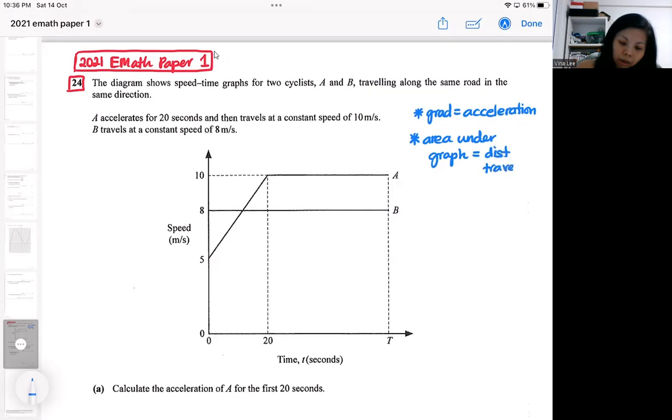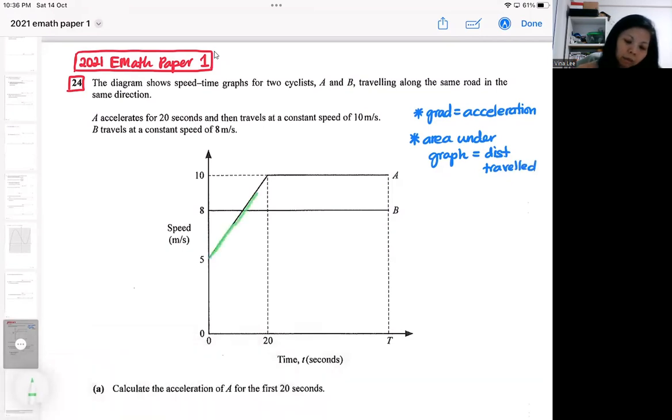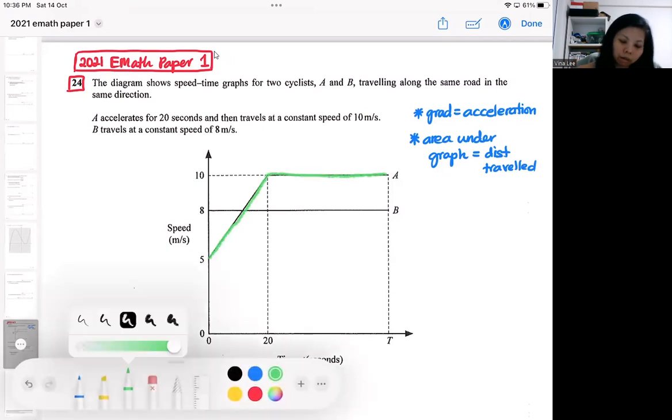And in this case, we have two cyclists. So you might also want to indicate it with a different color so that it's easier for you to see the gradient or the area under graph.